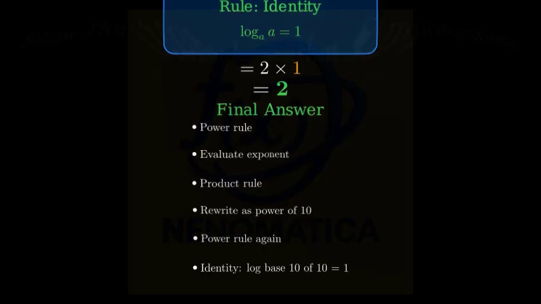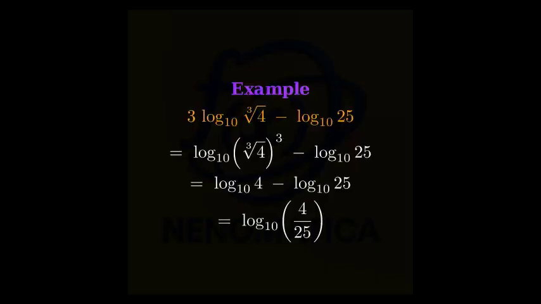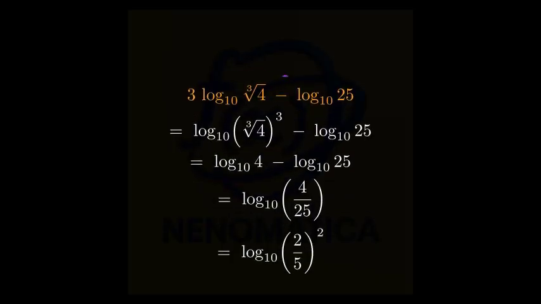The answer is 2. Problem statement: 3 times log base 10 of the cube root of 4 minus log base 10 of 25. We will now reproduce each line exactly as in the provided solution. Step 1. Move the coefficient 3 into the logarithm as an exponent using the power rule. Step 2. The cube root of 4 to the third power is 4. Step 3. Difference of logs equals log of a quotient. Step 4. Rewrite 4 over 25 as the square of 2/5. Step 5. Apply the power rule in reverse to bring the exponent 2 out in front.